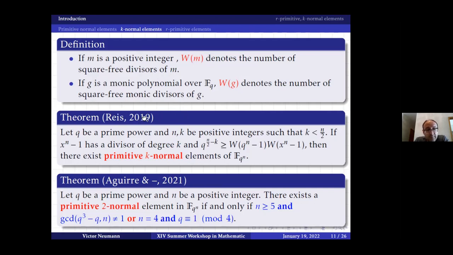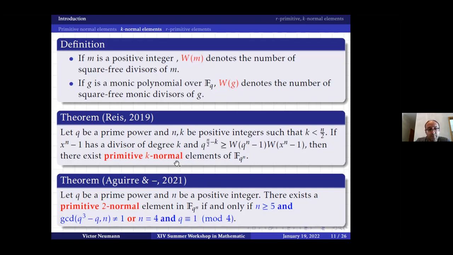And Reis, in 2019, proved that there exist primitive k-normal elements if this condition holds. But we need that x^n minus 1 must have a divisor of degree k for the existence of k-normal elements. So this condition is fundamental, and this condition doesn't always hold. Okay, it is possible that it's not true, but there exist primitive k-normal elements. The important point here is that with this condition, we can prove that for sufficiently large q, there always exist primitive k-normal elements, depending on this condition of a divisor of degree k.